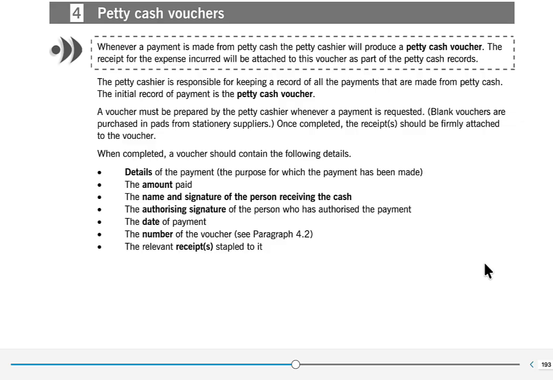Final classroom summary. A petty cash voucher is the first and most important document in recording petty cash payments. It is prepared every time petty cash is paid out. It must be completed properly. It must include full details and signatures, and the receipt must be attached and kept safely. When a business follows this rule, petty cash stays controlled, clear, and trustworthy.